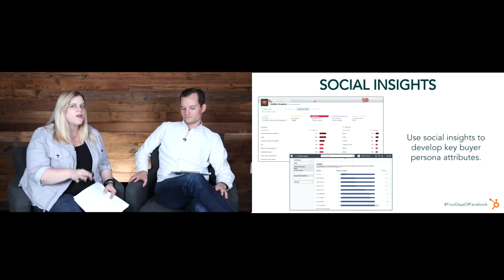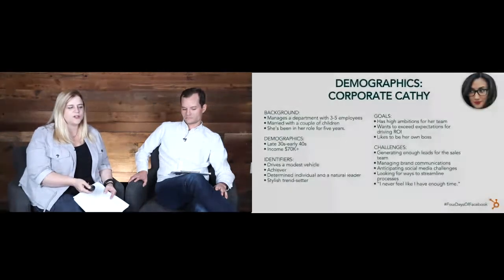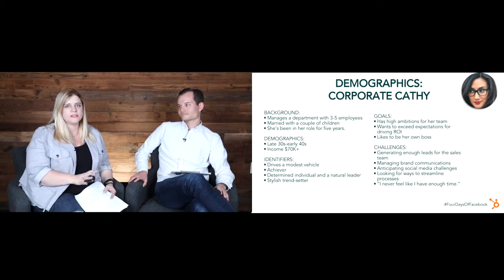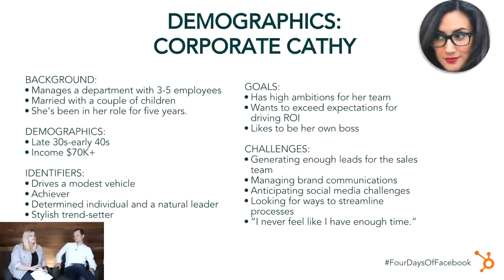So once you have all that data, what's that going to look like now? So here's the demographics for Corporate Kathy. We talked about that. These are the general demographics, all sorts of really basic things about her. She's in her late 30s to early 40s. Her income's like $70K. She's got really high ambitions.